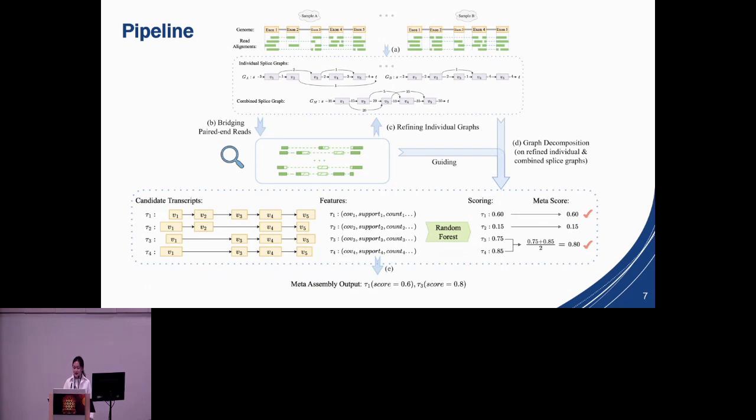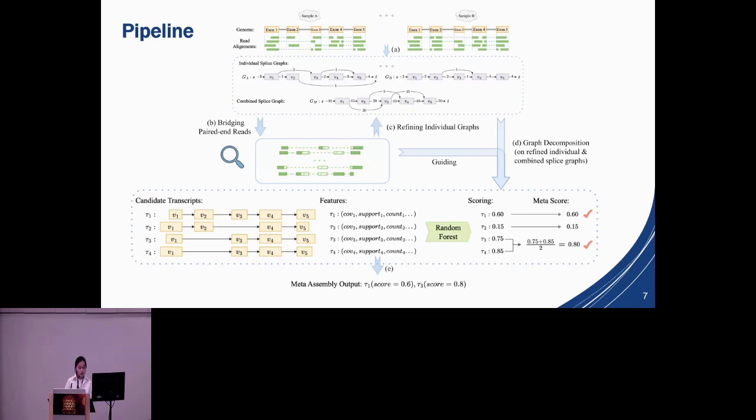Upon these graphs, in the second stage, Aletsch bridges the paired-end reads to restore the full-length read fragments. After obtaining these complete fragments, we use them to go back and refine individual graphs. In the next stage, we decompose both the refined individual and the combined splice graphs. This results in a set of candidate transcripts.